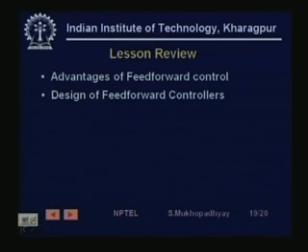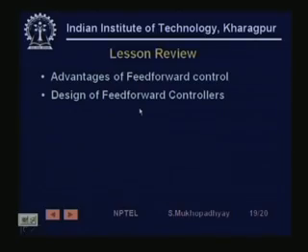But we have also seen that it has a big disadvantage: we need to have the models accurately, and therefore feed forward control cannot be used in isolation. It must be used along with a feedback trim. Then we have seen the design of feed forward controllers based on both a steady state model as well as a dynamic model, a very simple dynamic model.